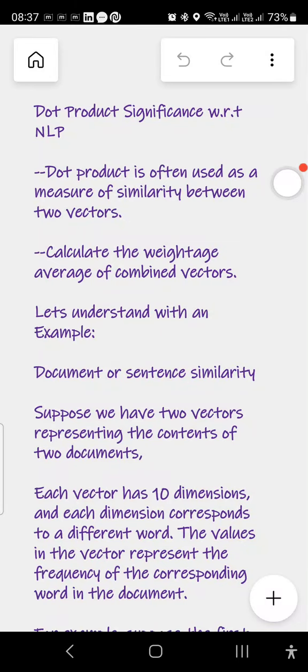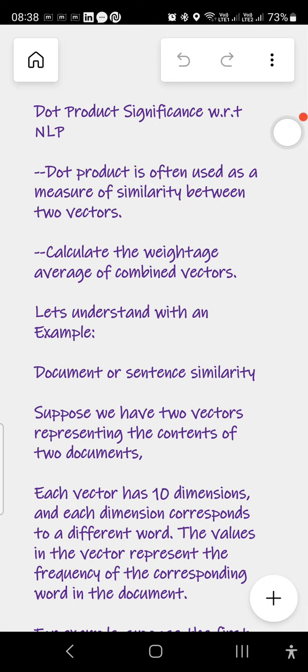Hello everyone. Today we are going to discuss dot product. It's the most fundamental concept in machine learning, be it as simple as linear regression or neural networks or even NLP. The moment we convert our input parameters as per our algorithm, we go through dot product in significant phases, either to calculate the weightages or document similarity. So let's try to understand dot product significance with respect to NLP.